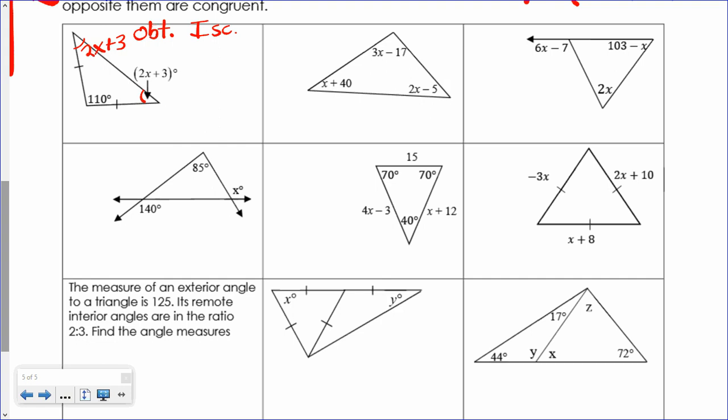And then what other theorem can I use to help me solve for x? The triangle sum theorem. You know that this angle plus this angle plus this angle equals 180. So 4x plus 6 plus 110 equals 180. Do a little bit of math there. Do you end up with 16? Yes, you do.